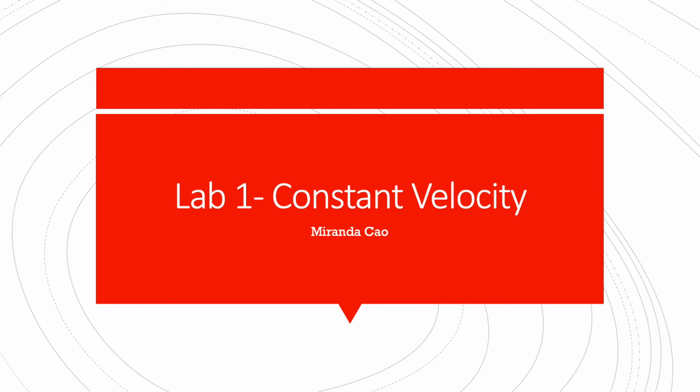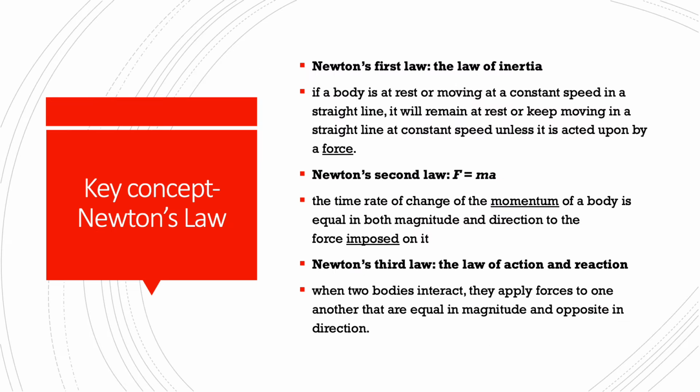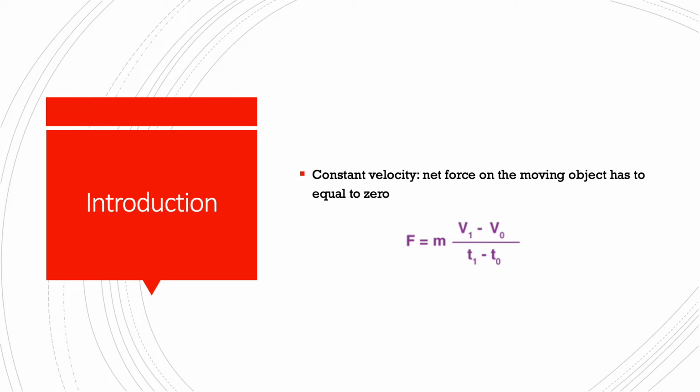Hey, my name is Marina Kao and this is Lab Report 1, which focuses on constant velocity of a moving object. The purpose of this lab is to have a deeper understanding of Newton's second law, which states that the time rate of change of the momentum of a body is equal in both magnitude and direction to the force imposed on it. In other words, when an object has a constant velocity, the net force on the moving object has to equal zero according to the formula given down below.